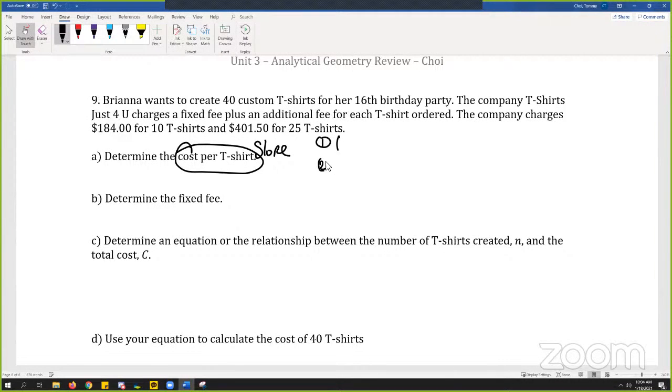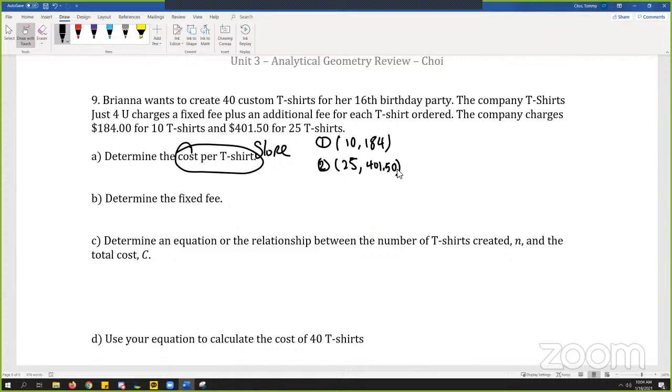There's 2 points that have been given. Close. Other way around. 10, 184 and 25, 401.50. Remember, X is your independent. Your independent choice is the number of t-shirts. What matters is, what depends on that is the cost of the t-shirt. So you want it flipped. So it's 10, 184 and 25, 401.50.